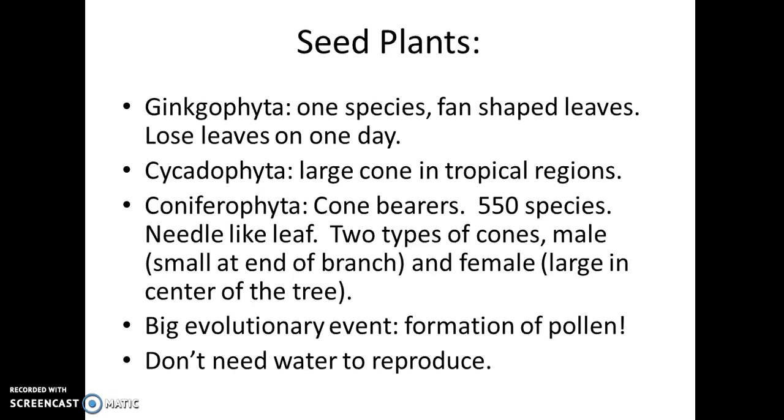Now, seed plants produce seeds. Notice that the ferns didn't produce seeds, they produce spores. Now, Ginkgophyta, there's only one species of Ginkgophyta. They have fan-shaped leaves, and they lose their leaves all on one day. That's where you get Ginkgo biloba.